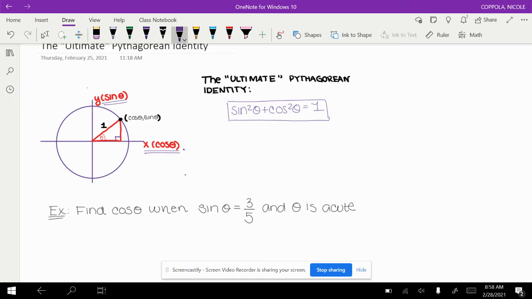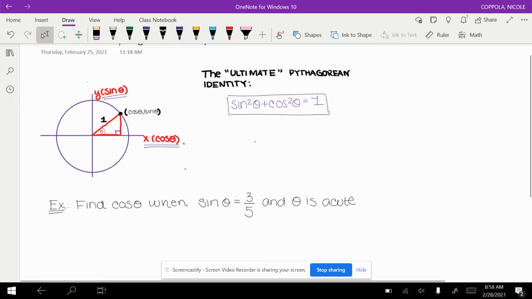All right, everybody sing it. Just kidding. But if you forget that X is cosine, Y is sine, you can recall that song, and it's just so fun to sing.